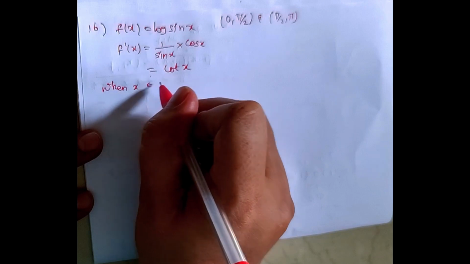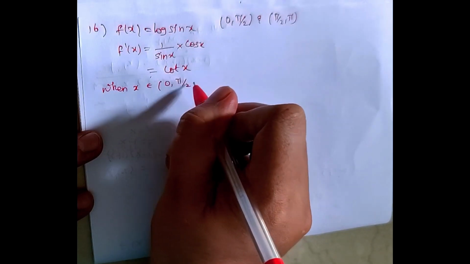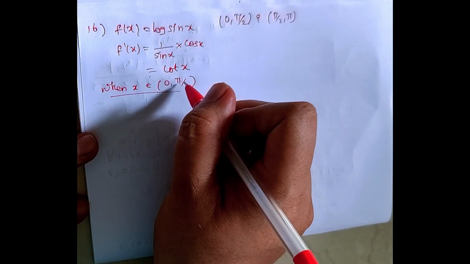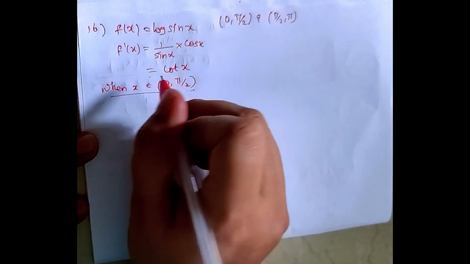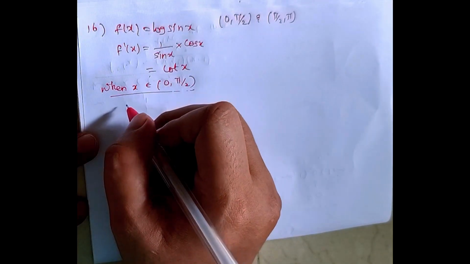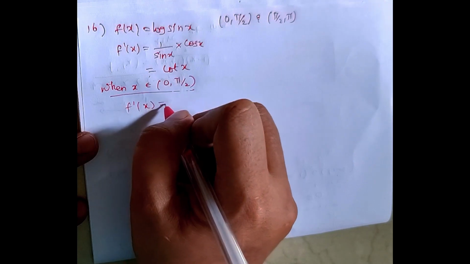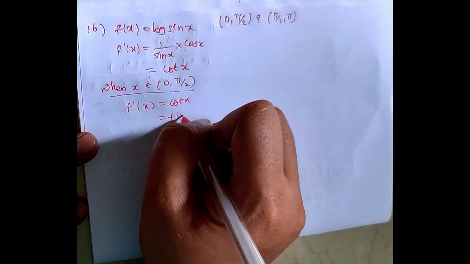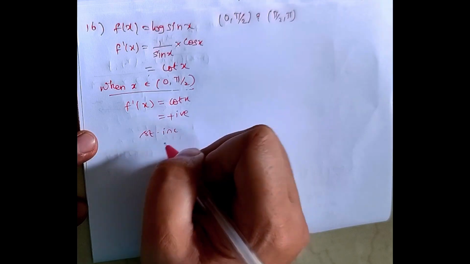When x belongs to the interval 0 comma 90, tan 0 is 0, tan 90 is infinity. So it is from 0 to infinity. So tan x is positive. Since cot x is the reciprocal, that also will be positive. So f dash of x is equal to cot x, we get the positive value. So the function is strictly increasing.